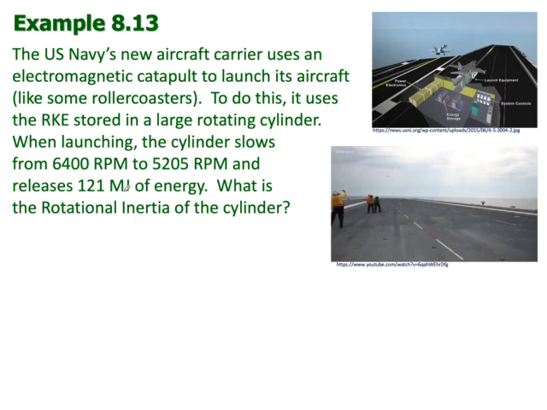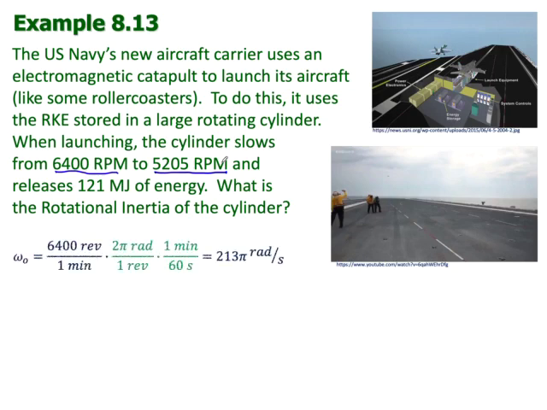So the question is what's the rotational inertia of the cylinders? Our first step is we're going to have to convert both of these into radians per second, our standard unit. So our initial omega, just working it out, revolutions per minute, doing the conversions, converting revolutions to radians, and then minutes to seconds, you end up with roughly that many radians per second. Doing the same thing with the final angular velocity, you end up with roughly that.